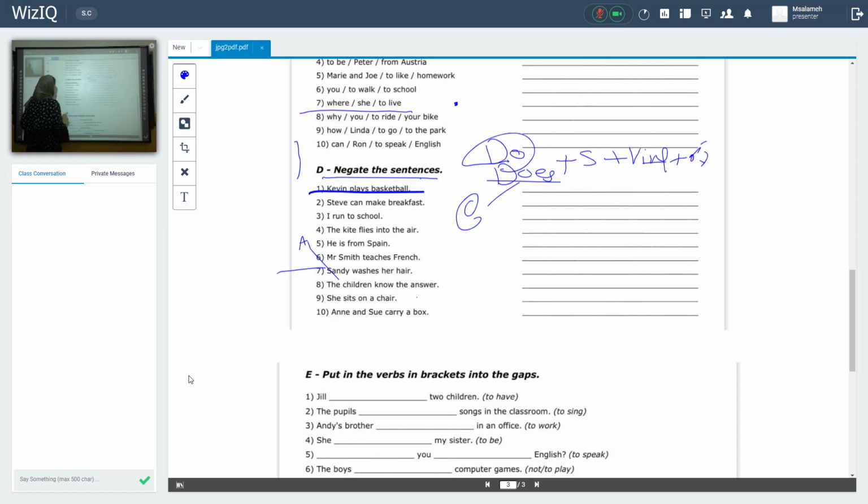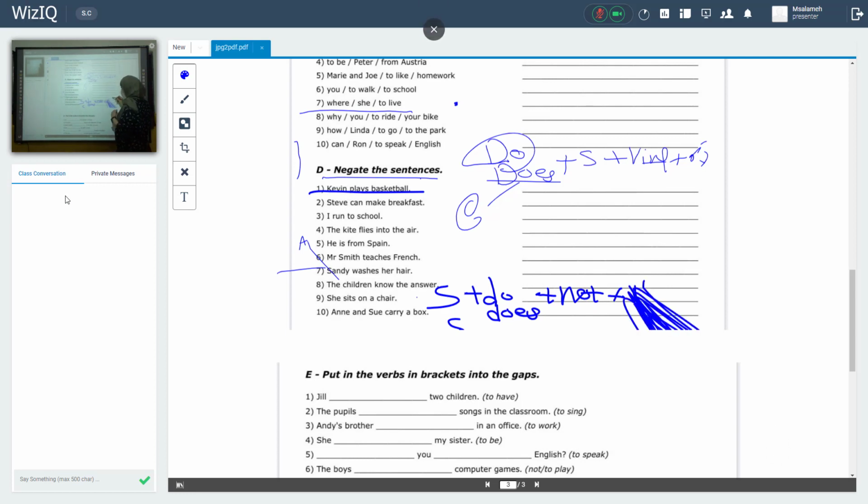Kevin plays basketball. When I want to make it a negative sentence, remember the what? The form. We have the subject plus do or does, followed by what? By not. And followed by what? Verb, followed by verb infinitive.